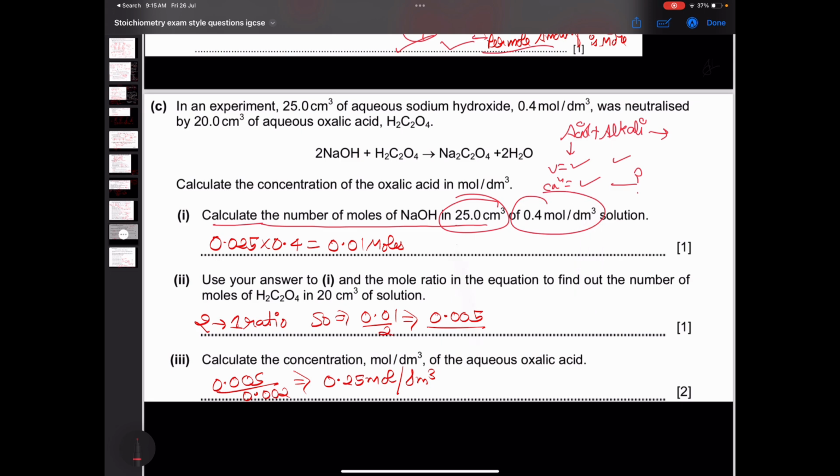Basic point: moles is concentration into volume. So just do 0.4. Volume should be in decimeter cube, so that will be 0.025. The same I have done here.